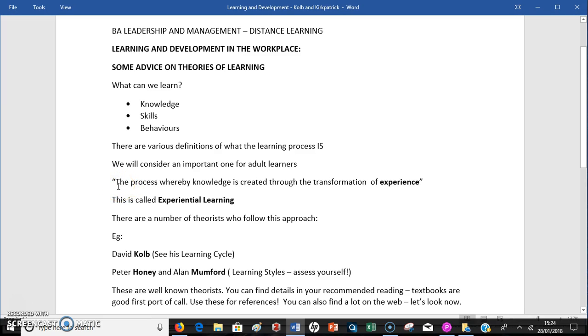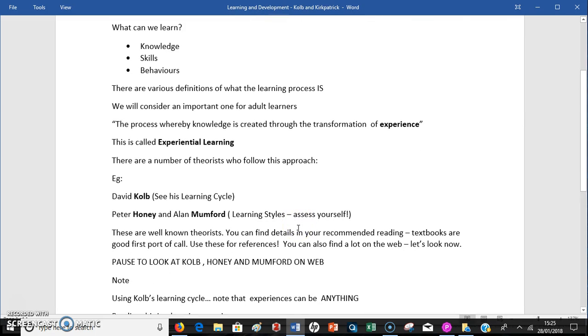So, learning: the process whereby knowledge is created through the transformation of experience. So that's the key word there, experience. Learning by doing, if you like. It's called experiential learning. And there's a number of theorists who follow this approach. I think two of the sets that you should look up and make sure you know about are David Kolb, K-O-L-B, and he's famous for his learning cycle.